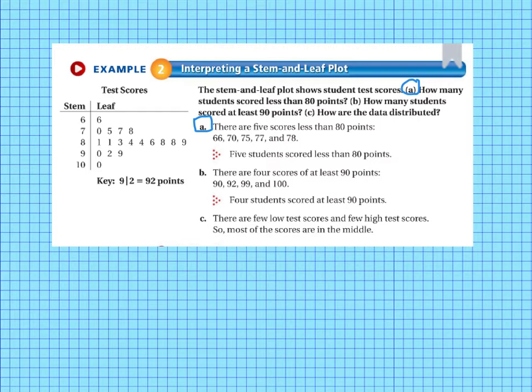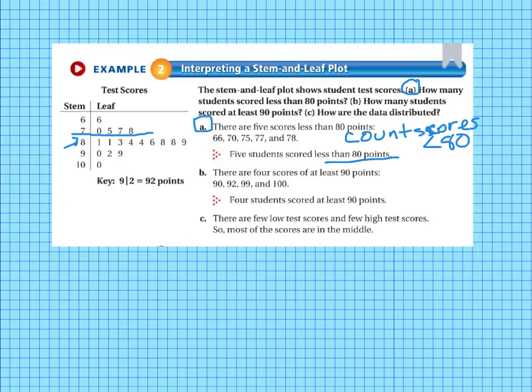So in order to figure this out, we look at the stem part and we find the 8, and then we go, well, it asked us for all the ones that are less than 80 points. So we can just count those up. So our step 1 is to count the number of scores that are less than 80. And 5 students scored less than 80 points.